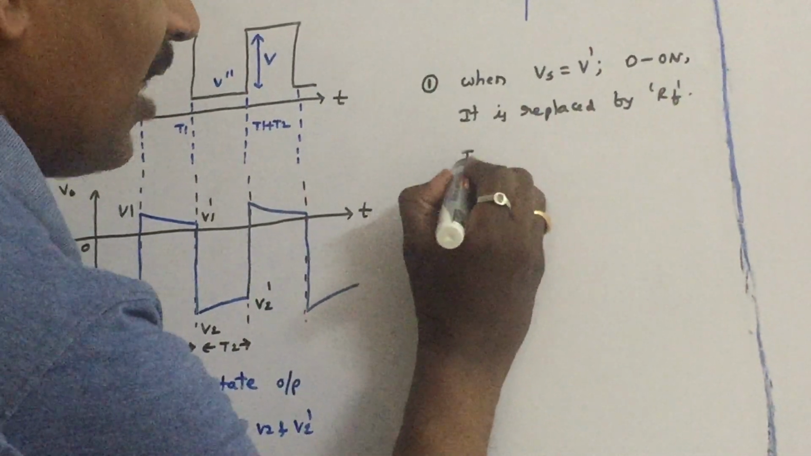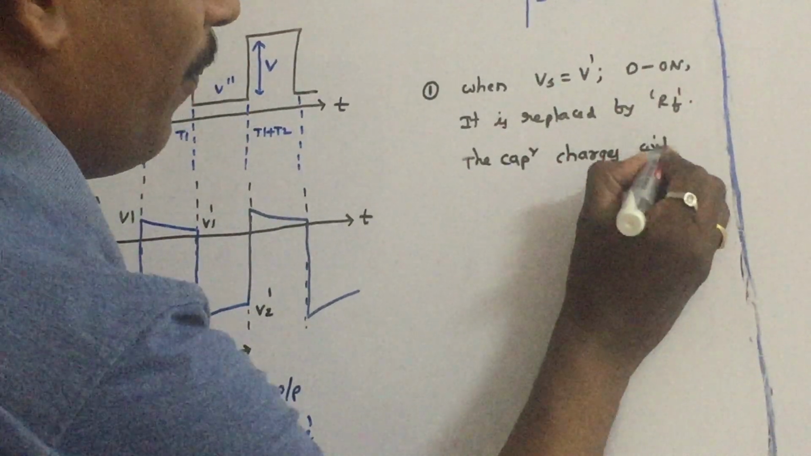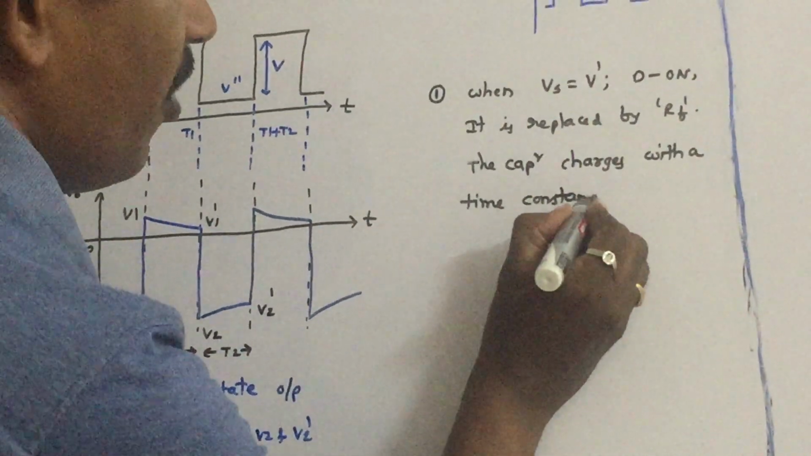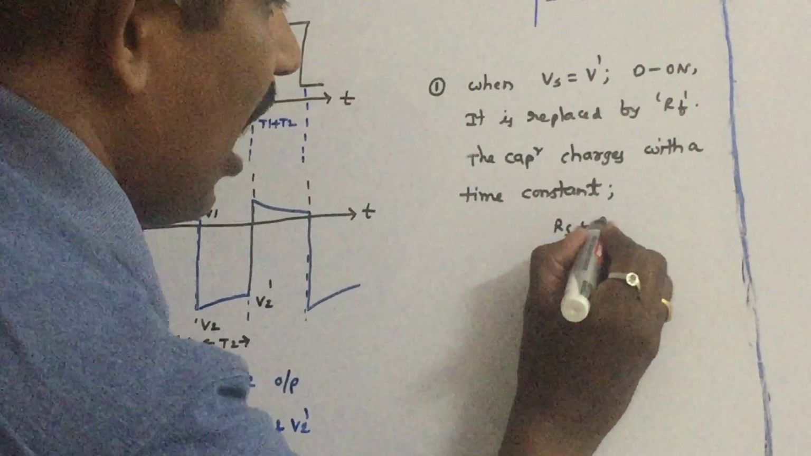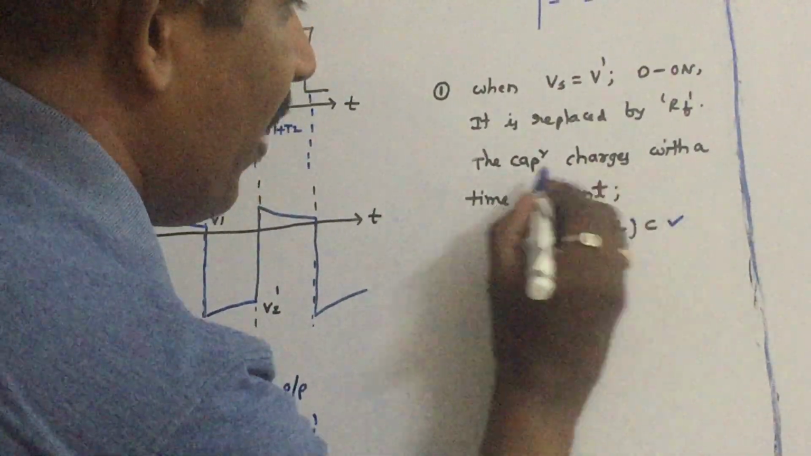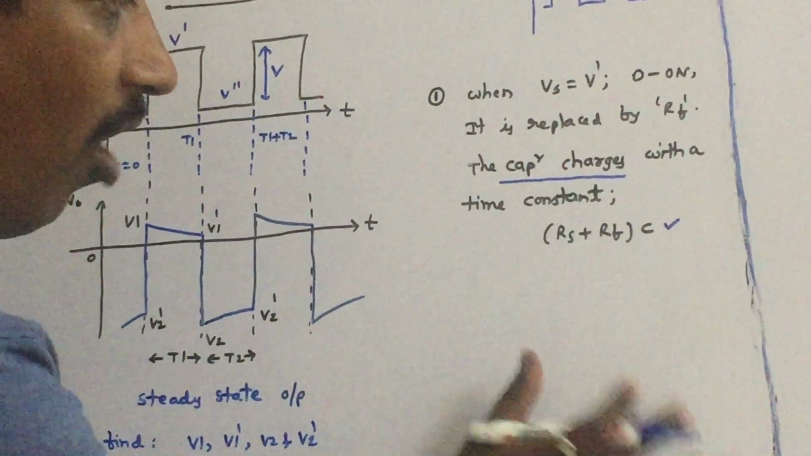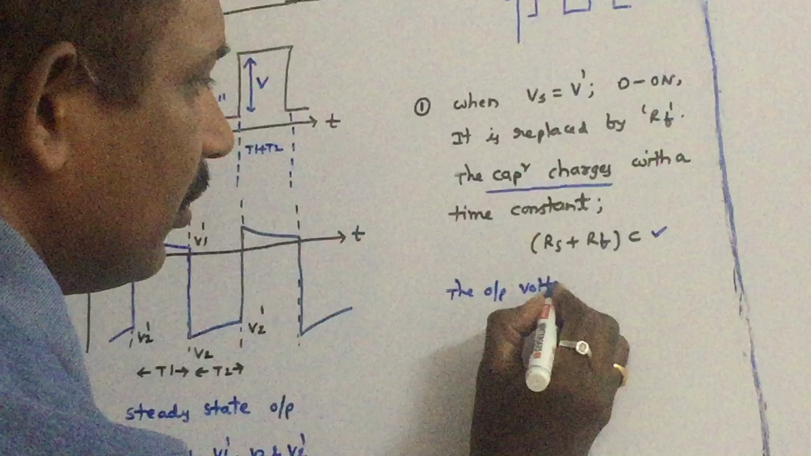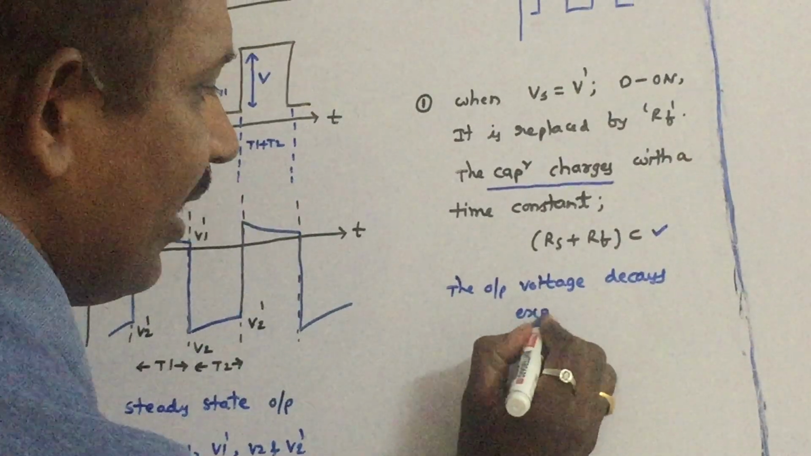The capacitor charges with a time constant. So what is the time constant? Once the diode is in on condition, RF will come into the picture. Therefore the time constant is RS plus RF into C. With this time constant the capacitor charges. Since the capacitor charges, the output voltage will decrease. Therefore the output voltage decays exponentially.